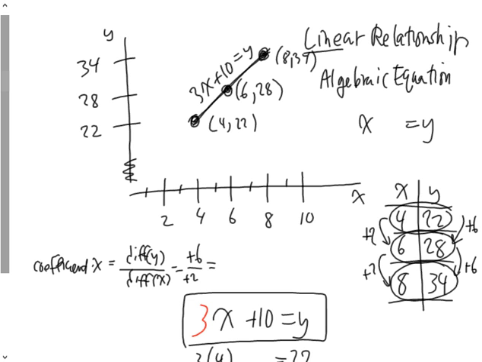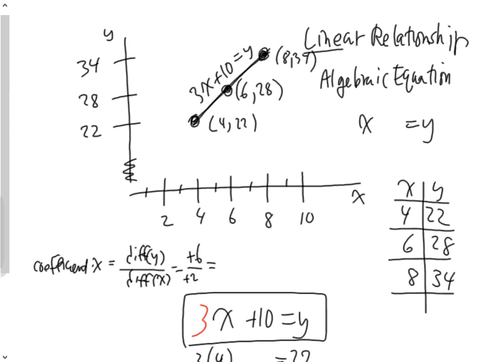So going back to my table of values here, if I take any of these ordered pairs, and I'll do the middle one this time, 6 and 28. If I multiply the x value by 3, 6 times 3 is 18, and 18 plus 10 is 28. So that works for that one. If I take this one here and multiply the 8 by 3, I get 24, plus 10, I get 34. So it works for all 3 ordered pairs. And that's how you take a graph and find the equation from it.